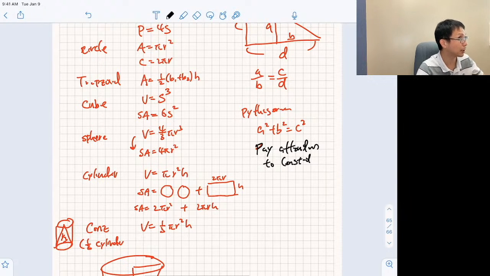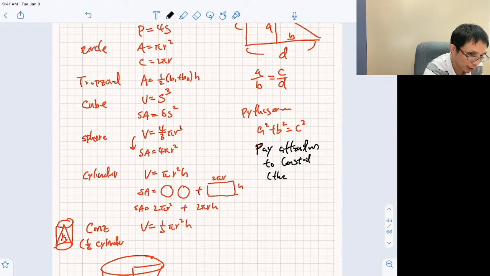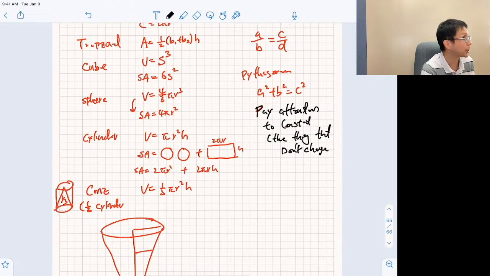So when you take a derivative of the ladder, it's going to go to 0, because the length of a ladder is like 10 feet, and the derivative of a constant is going to go to 0. It's going to help you a lot. So pay attention to the constant. That means the things that don't change.